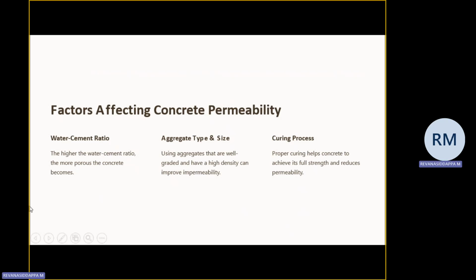Next, what are the factors affecting concrete permeability? One is water cement ratio. The higher the water cement ratio, the more porous the concrete becomes. And second one is aggregate type and size. Using aggregates that are well graded and have high density can improve impermeability. And curing process. Proper curing helps concrete to achieve its full strength and reduces permeability.